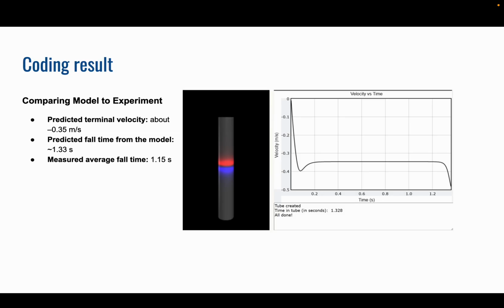So here are the coding results. We can see the model of the aluminum tube on the left. As the bar magnet falls, the red and blue sections representing the induced current move with it. The model also produces a velocity-time graph. From this, you can see the predicted terminal velocity was 0.035, and that compares to the measured average fall time, which is 1.15.